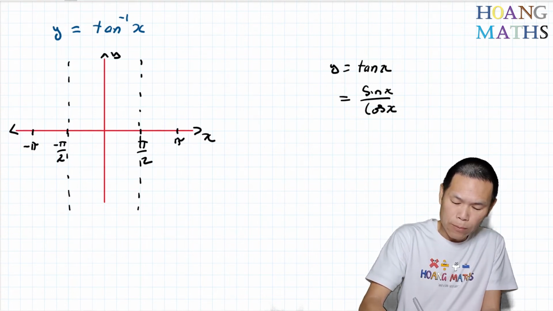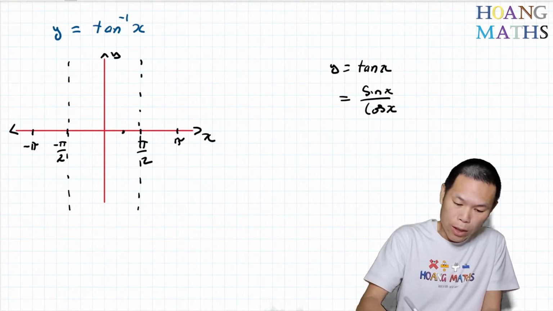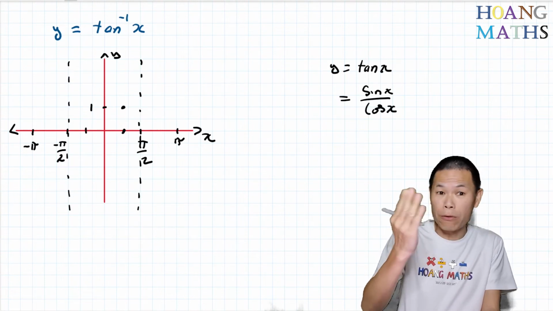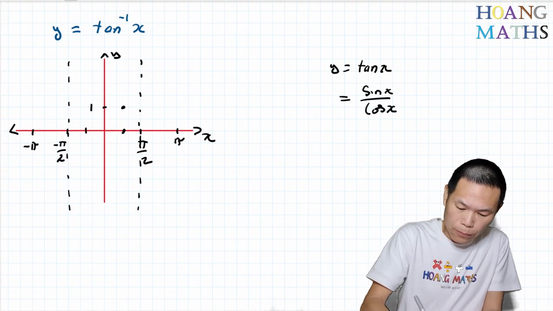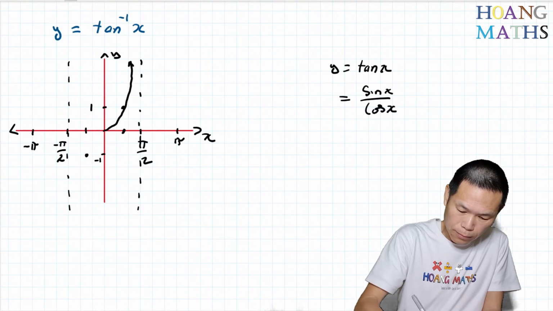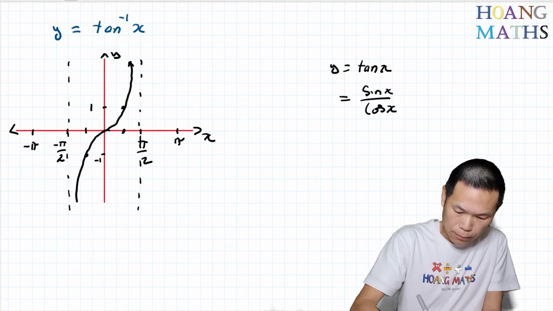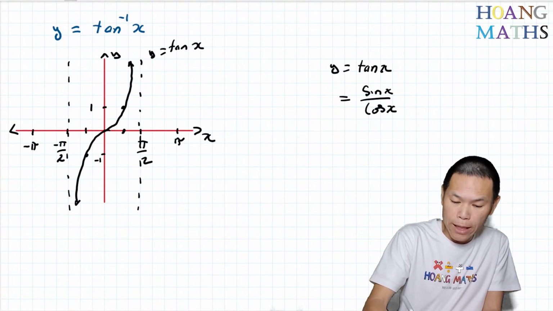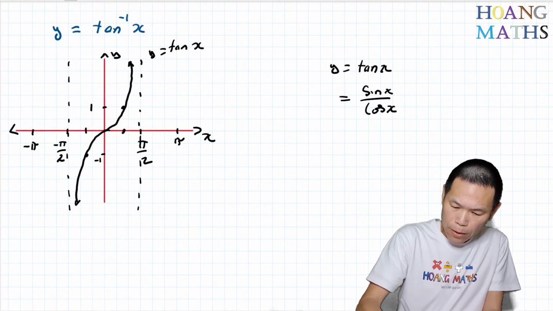And halfway between is π/4. So tan of π/4 is 1. Let me just write 1 there. And then tan of −π/4 is −1. So let me just write −1 here. So for tan, it's just like this. So this is y equals tan x. So for π, it's the same. We're just repeating it like this.